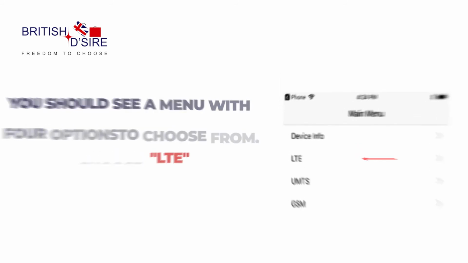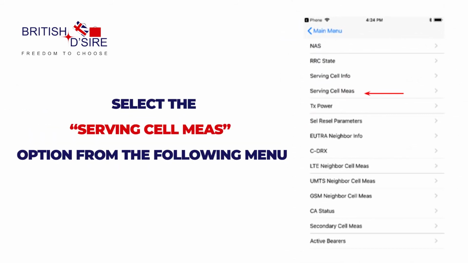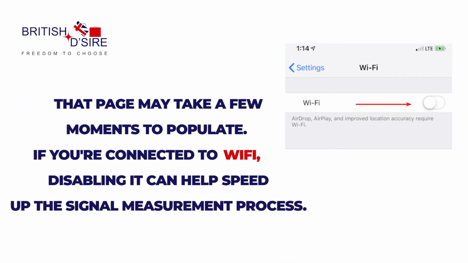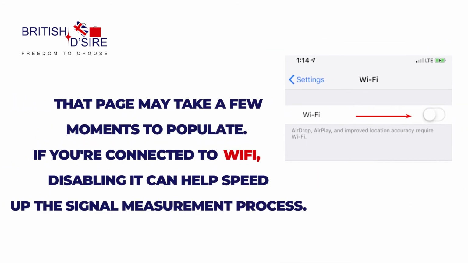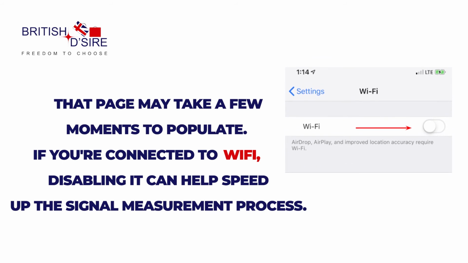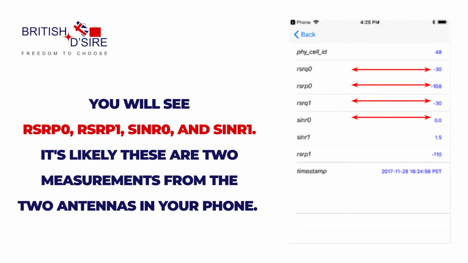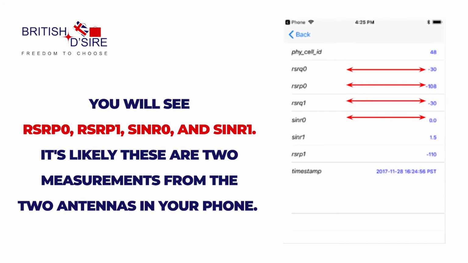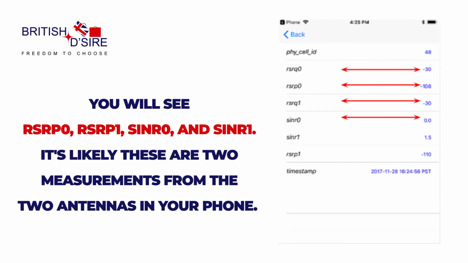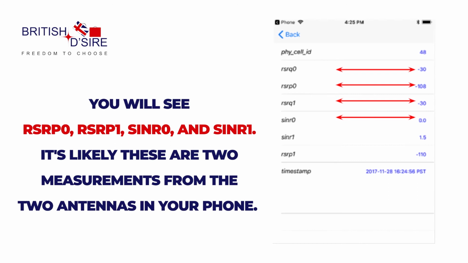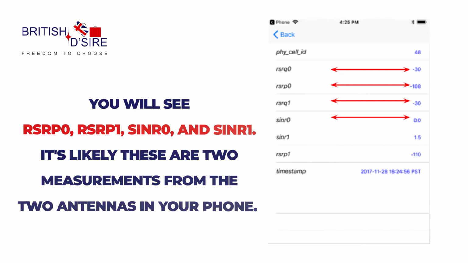Choose LTE. Select the Serving Cell MEs option from the following menu. That page may take a few moments to populate. If you're connected to Wi-Fi, disabling it can help speed up the signal measurement process. You will see RSRP0, RSRP1, SINR0, and SINR1. It's likely these are 2 measurements from the 2 antennas in your phone.